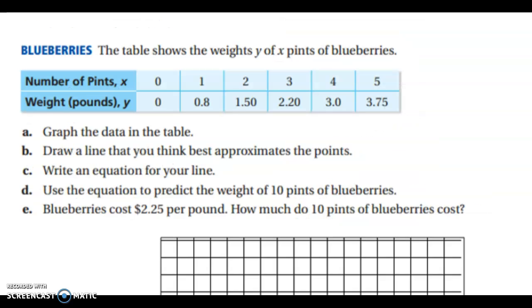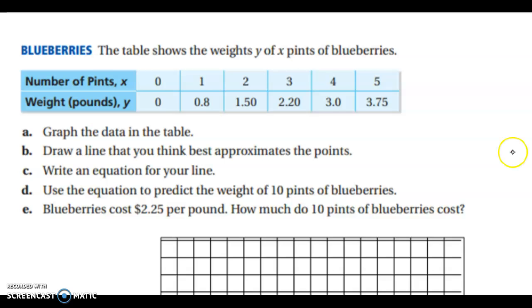Okay, moving on. We are talking about blueberries here, it looks like. Okay, and so you are going to create a table. And so we're going to create a graph just like we did with the wingspan and the height. And we're going to draw a line of best fit. And then we're going to write an equation. And then we're going to predict the weight of the blueberries, and how much they are going to cost.